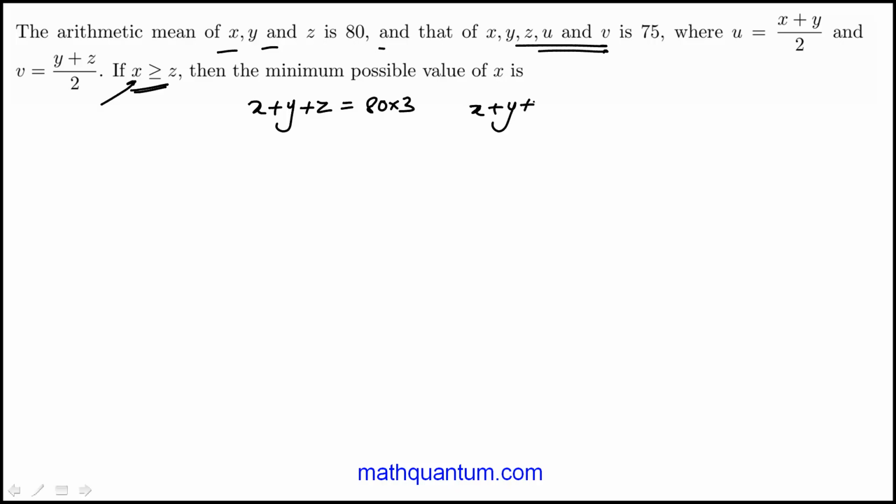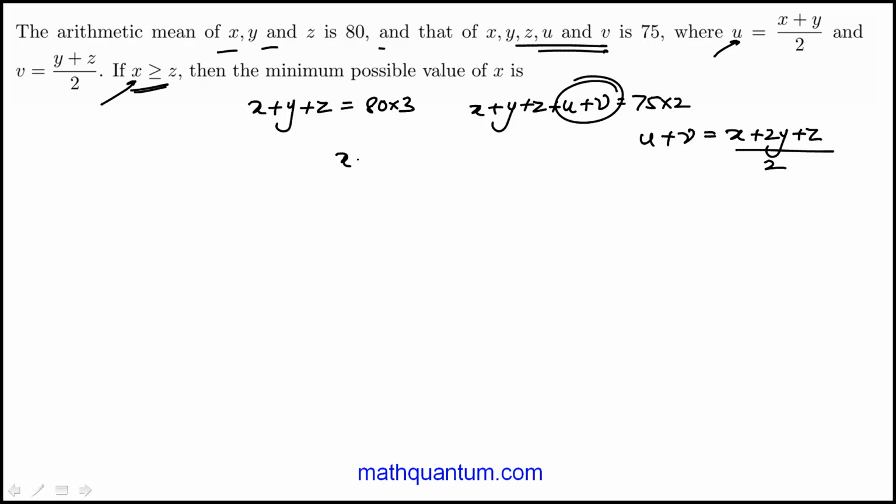Same thing here. 75 times 5. And then you'll note that they give you again u and v in terms of x, y, and z. So u plus v is x plus 2y plus z over 2. And then I'll replace that here. And all you're doing is just getting rid of those variables that you are not interested in.